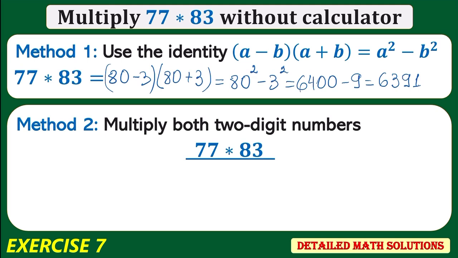Next I have 3 times 7, 21, 2 carries over, 3 times 7, 21, and 2, 23, 8 times 7, 56, 5 carries over, and again I have 56, and 5, 61. And I add both numbers, I get 1,936, or again 6,391.